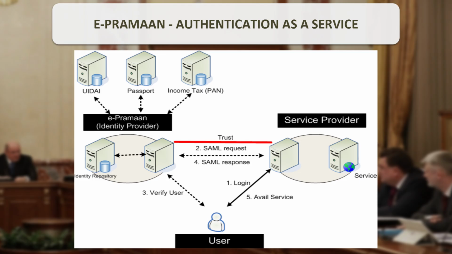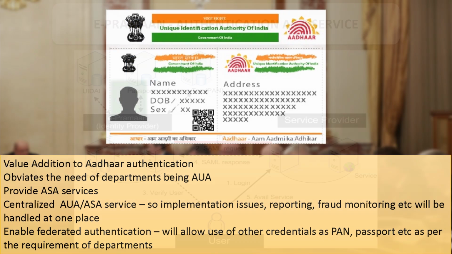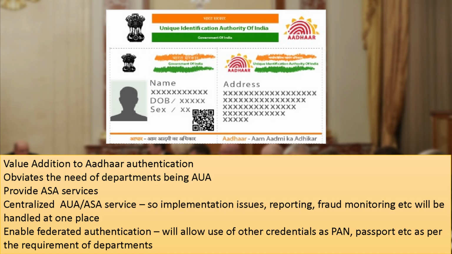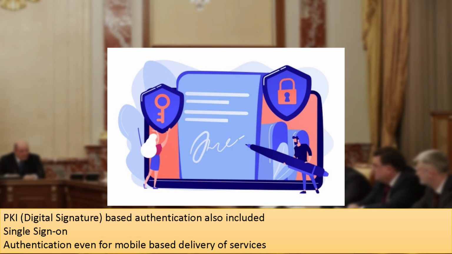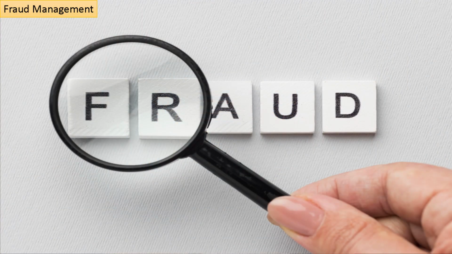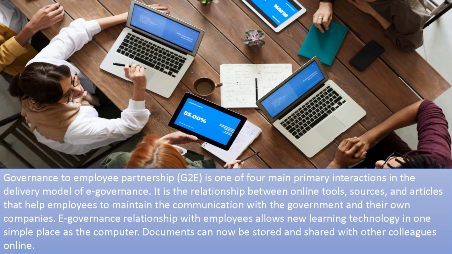So the e-Praman value proposition: shared infrastructure for e-authentication needs, easy onboarding, minimal change at the application level of the department, saving cost, time and other resources. Value addition to Aadhaar authentication obviates the need for a department to be an AUA, provides ASA services, centralized AUA/ASA services, PKI digital signature based authentication, single sign-on authentication even for mobile based delivery of services, and fraud management.